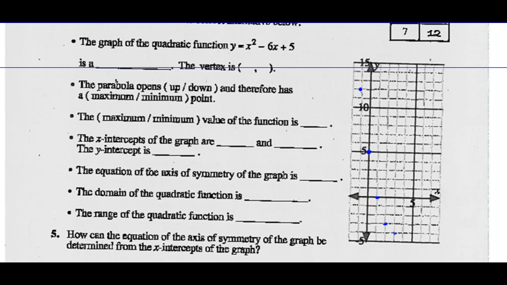When x was 3, y was -4. When x was 4, y was -3. When x was 5, y was 0. When x was 6, y was 5. And when x was 7, y is back to 12. So connect those with a nice smooth curve and extend the graph. Do it on both sides. And we've got our U-shaped curve opening up.